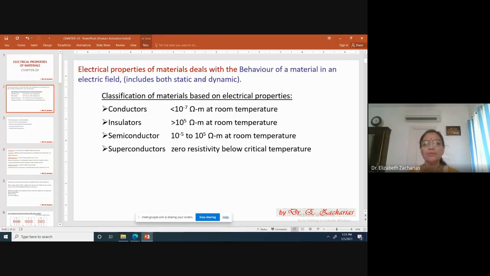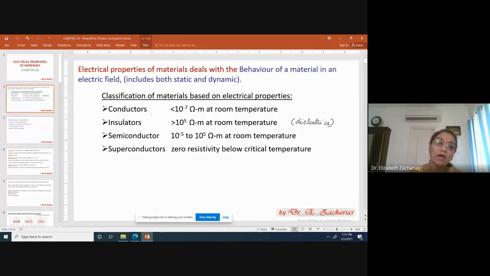So electrical properties of materials will include both static and dynamics. Whatever you had studied till now, it was all static. So static is also included. Dynamics also will come under electrical properties of materials. And the next thing is, based on electrical properties, you can classify materials into the following categories. One would be conductors, and insulators. Another word for insulators is dielectrics. And then, of course, you have semiconductors and finally superconductors.